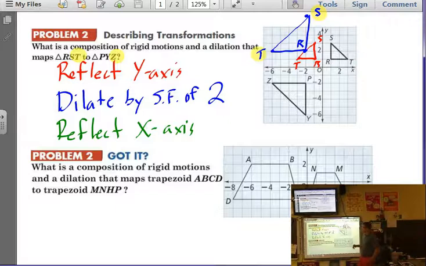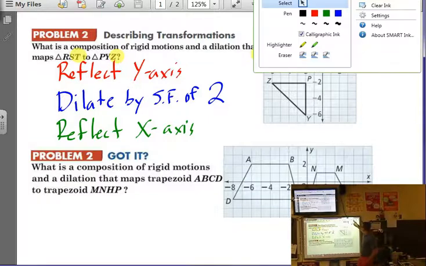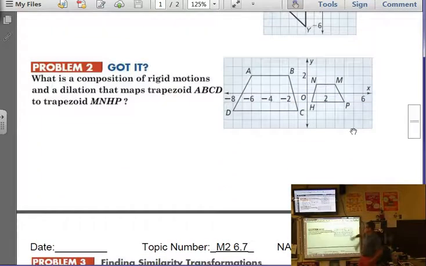So in problem 2 here, they got it. Same basic thing. So I want you to write out the entire composition that takes us from ABCD to MNHP. Pause the video, try this on your own.